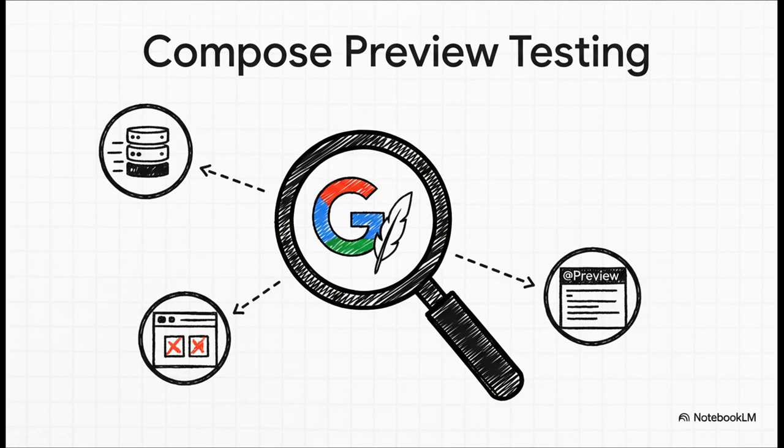Its biggest selling point? It's official. It's built by the same team that builds Compose, and it's deeply integrated with the @preview annotation system that you're probably already using. Like Paparazzi, it runs on your host machine, no emulator, so it's really fast, and it gives you these nice, clean HTML reports showing you exactly what went wrong.